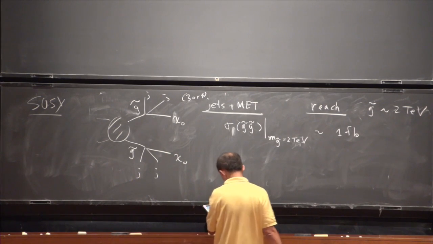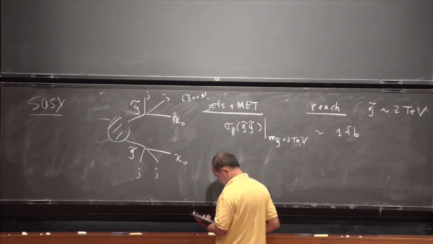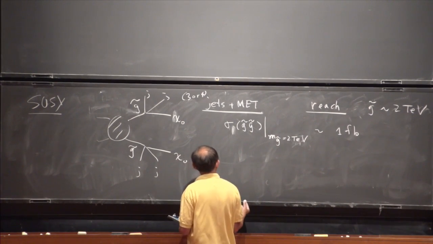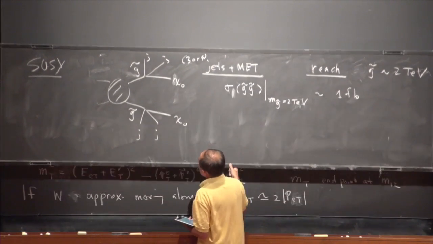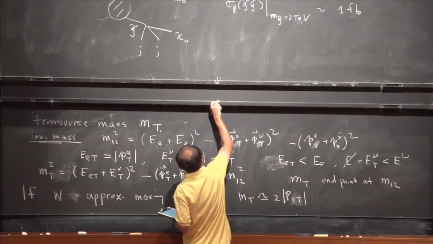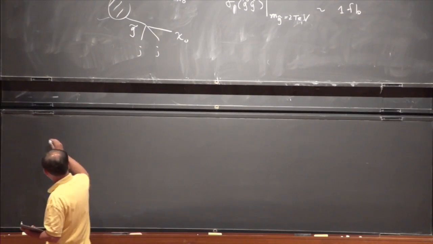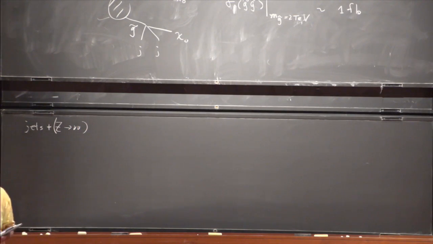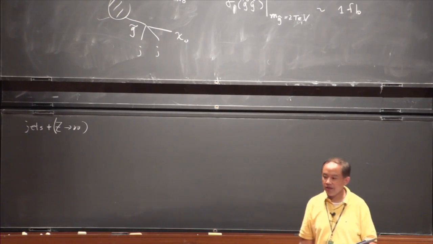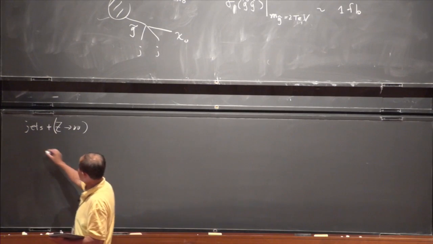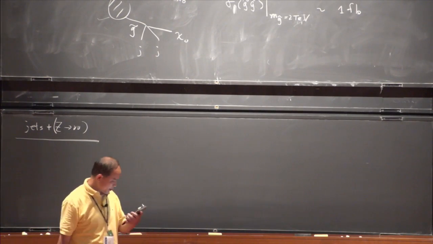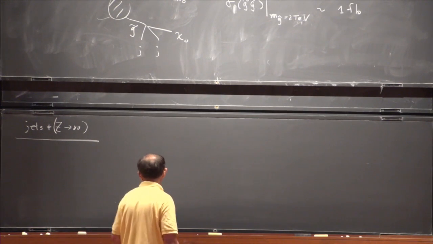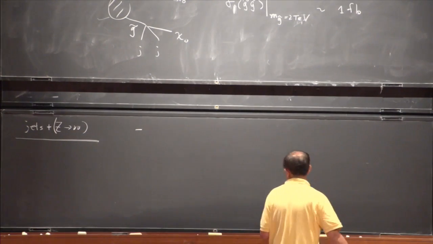So let's see, there are several backgrounds. The most straightforward background is probably just the jets plus Z, where Z goes to neutrinos. Let me do it on this board. This gives you jets plus missing energy. So what's the rate of this? Well, we can obviously do a simulation, figure out the rate, and compare with experimental cuts, but let's try to do some guesses. There are several ways of doing it, but let's start from QCD dijet.